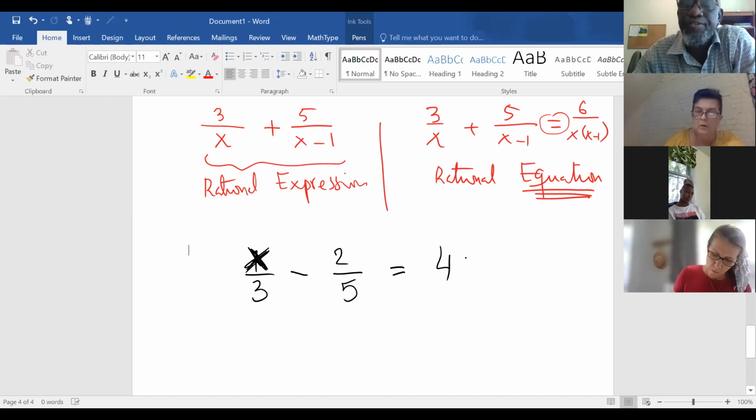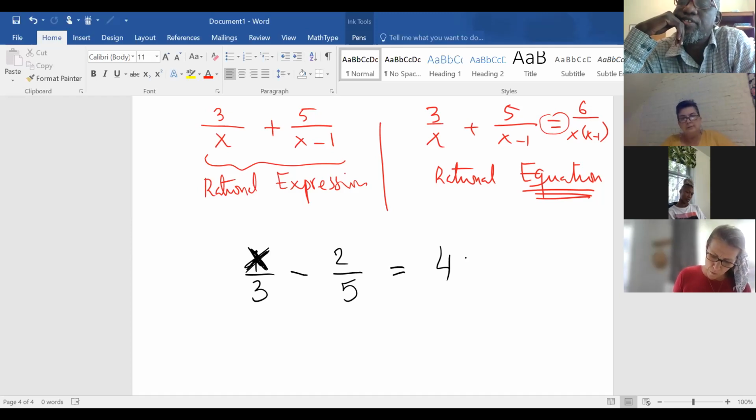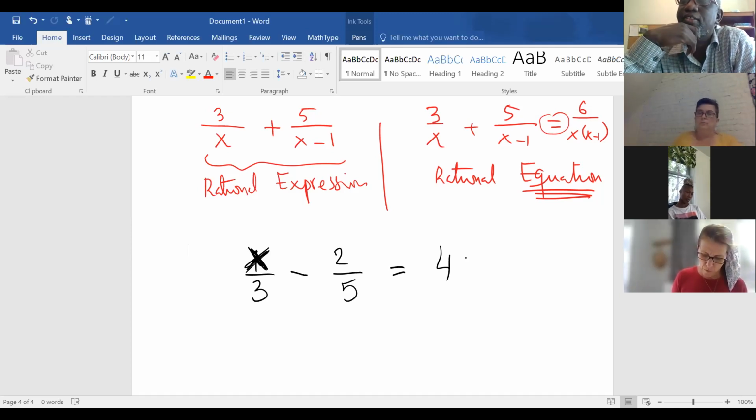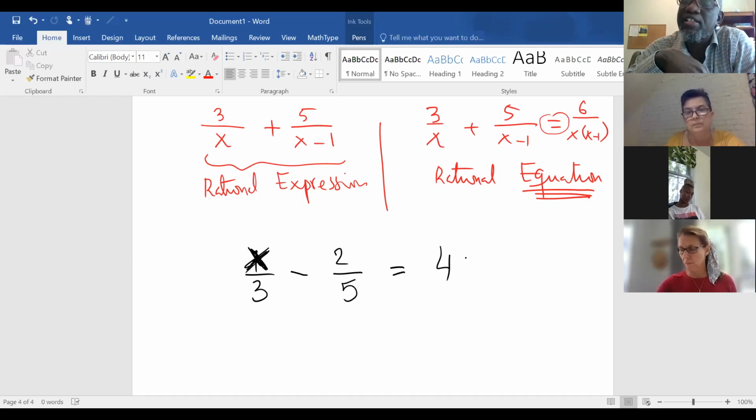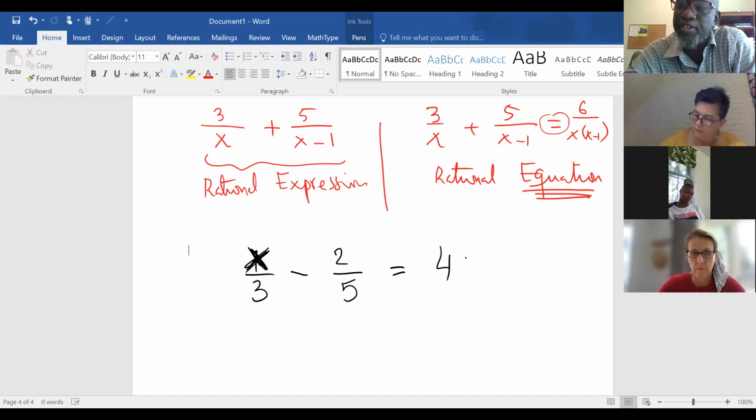One of the ways to solve this one, let's say I don't like fractions. A lot of people don't like fractions. One of the easy ways to solve this is to remove all the denominators. Let me multiply by a very well chosen number that's going to remove all the denominators. What is that number? What number can you multiply the whole equation by to get rid of all the denominators at once?